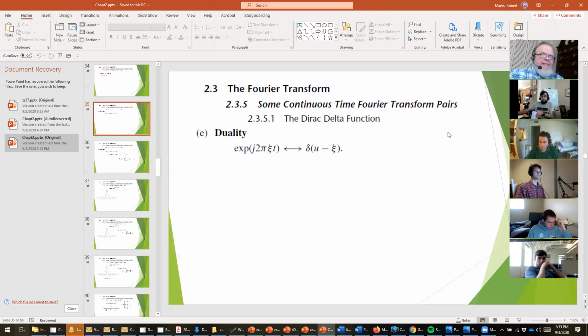We talked about last time the Fourier Transform. We're looking at the Fourier Transform from a number of different perspectives.